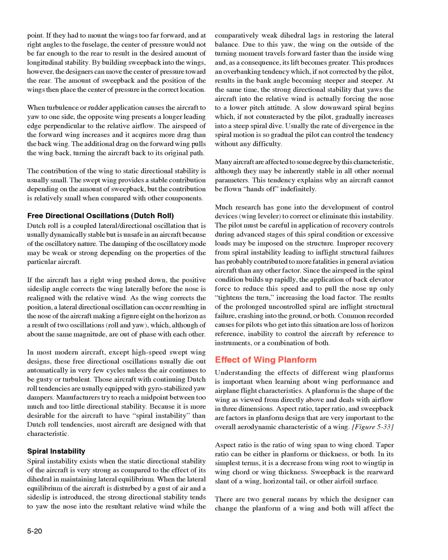with that characteristic. Spiral instability exists when the static directional stability of the aircraft is very strong as compared to the effect of its dihedral in maintaining lateral equilibrium. When the lateral equilibrium of the aircraft is disturbed by a gust of air and a side slip is introduced, the strong directional stability tends to yaw the nose into the resultant relative wind while the comparatively weak dihedral lags in restoring the lateral balance.